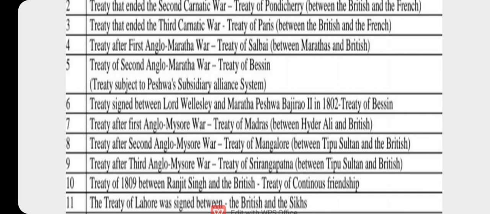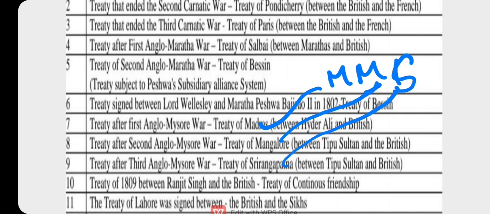Next, after the first Anglo-Mysore War, the Treaty of Madras. Here also you can utilize the code MMS. M means Madras, M means Mangaluru. First Anglo-Mysore war, Madras; second Anglo-Mysore war, Mangaluru; third, Srirangapatana.